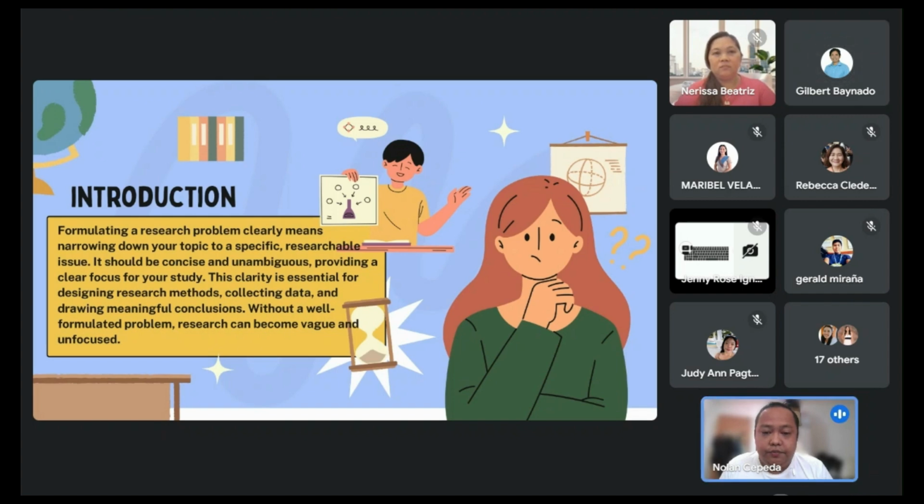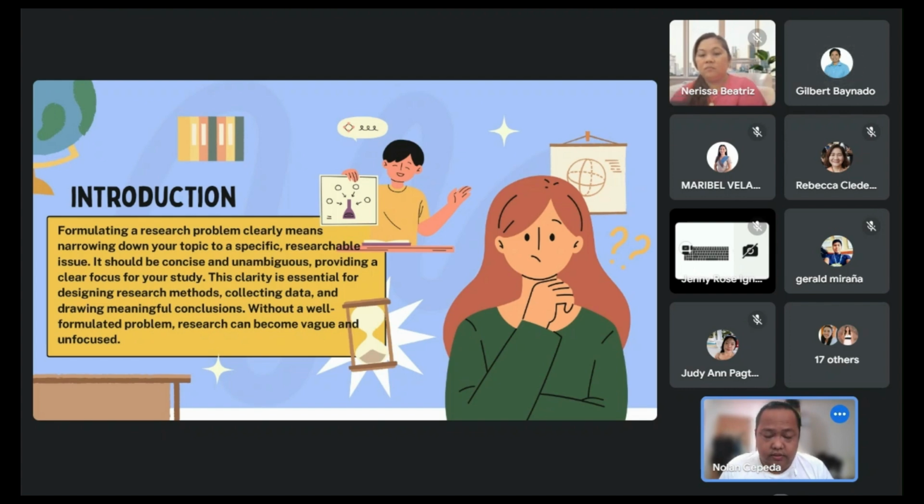Formulating a research problem clearly means narrowing down your topic to a specific researchable issue. It should be concise and unambiguous, providing a clear focus for your study. This clarity is essential for designing research methods, collecting data, and drawing meaningful conclusions. Without a well-formulated problem, research can become vague and unfocused.